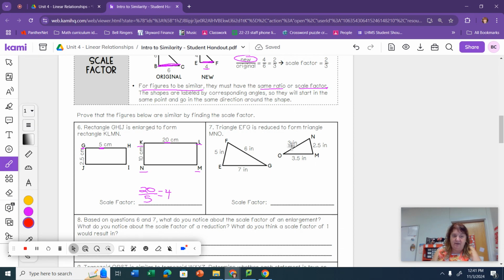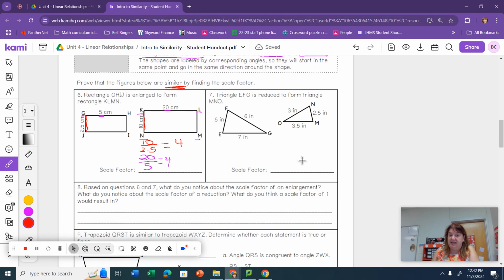Let's go to this next part. 2.5 was enlarged to 10. So 10 is our new, 2.5 is our old, and that's a scale factor if you divide that of 4. So our scale factor is the same all the way around. So we would say that these are similar. They're similar because they have the same scale factor. Okay? So let's try this one over here.